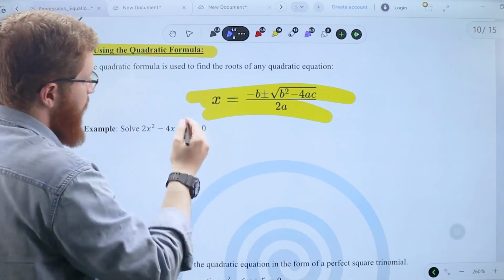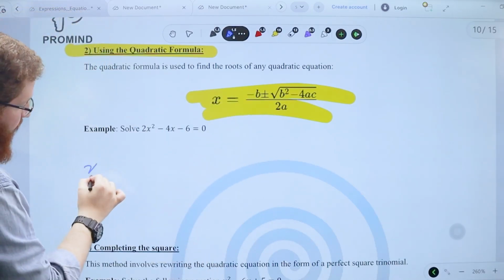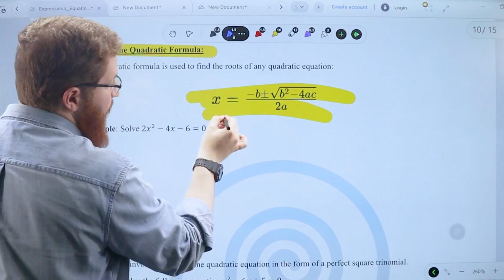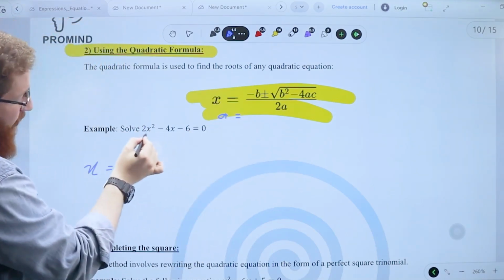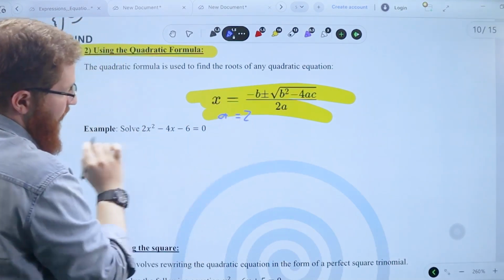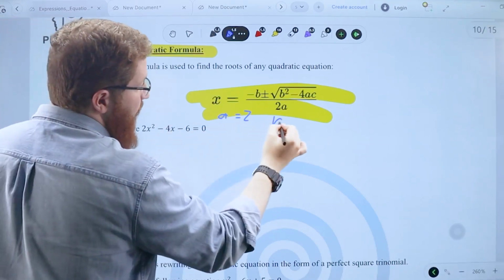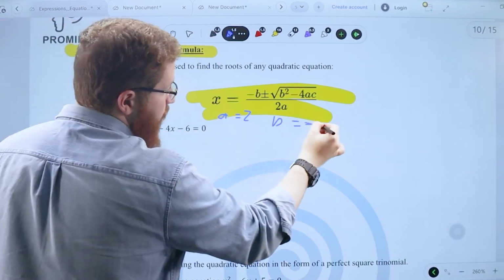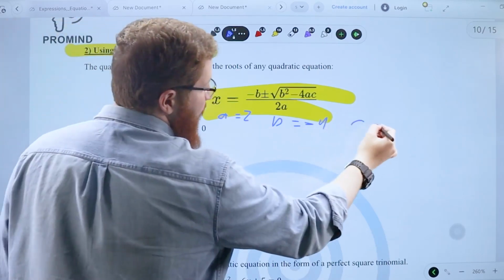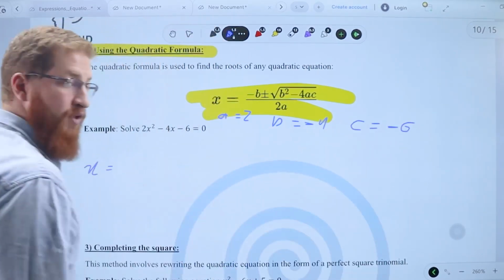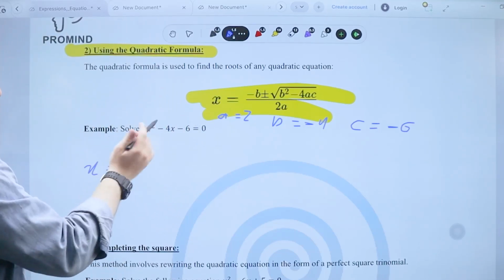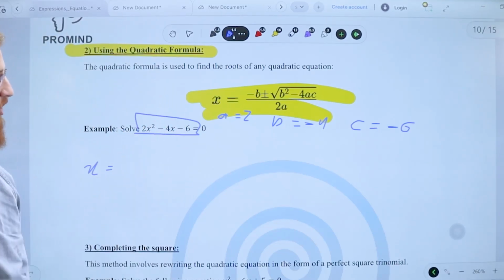We say, using this formula, x equals. First you have to say a equals. What is a here? It is 2, the x squared coefficient. b equals minus 4. And c equals minus 6. All of the numbers should be on the same side of the equation.